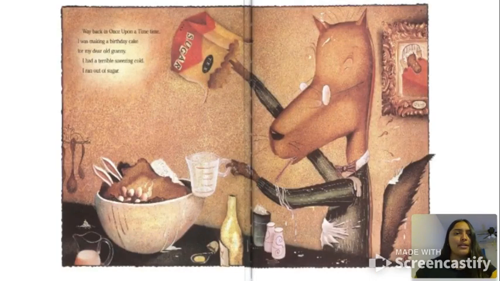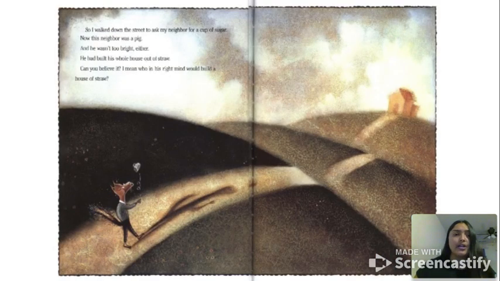Way back in once upon a time, I was making a birthday cake for my dear old granny. I had a terrible sneezing cold. I ran out of sugar. So I walked down the street to ask my neighbor for a cup of sugar. Now, this neighbor was a pig, and he wasn't too bright either.